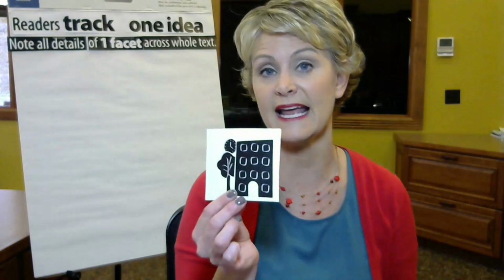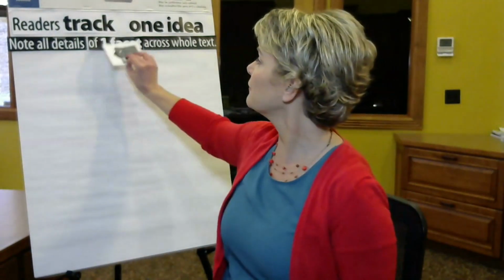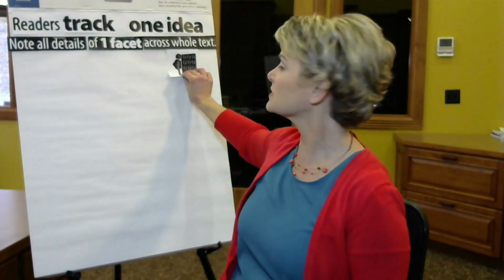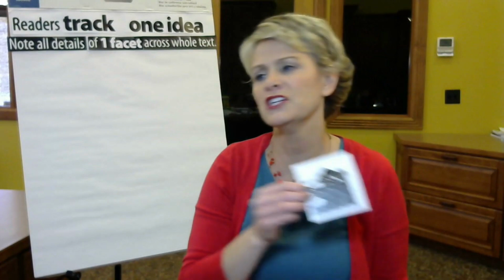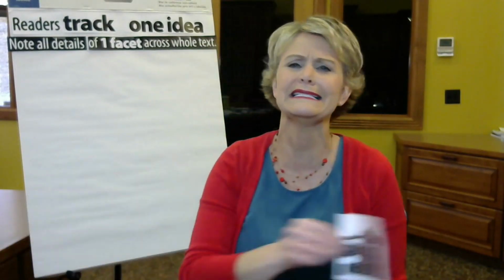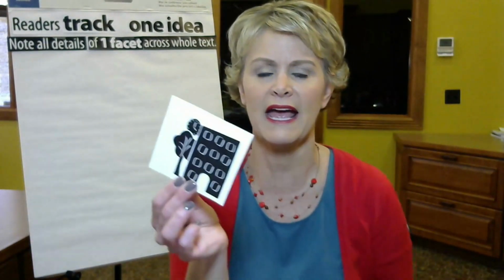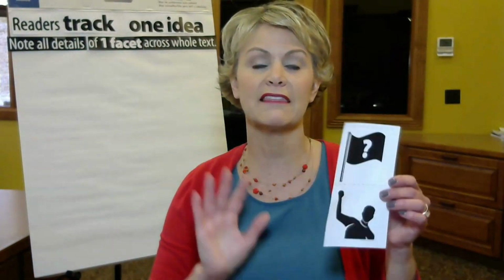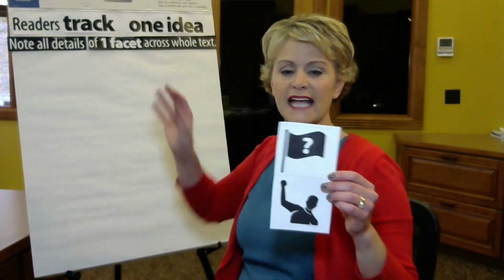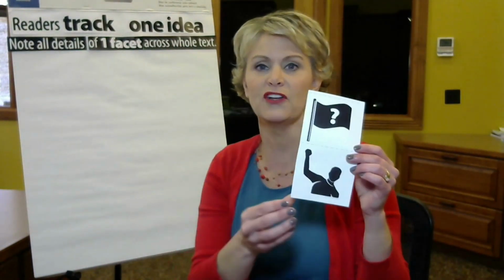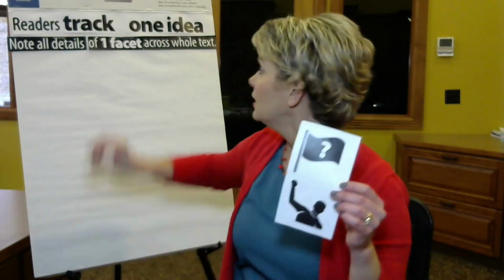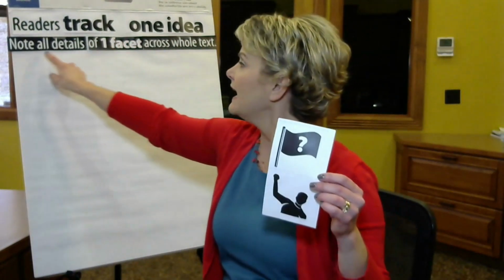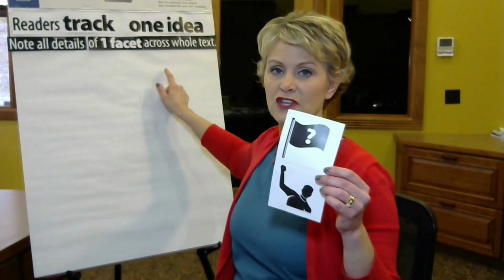But it doesn't have to be characters. You could do this with setting. I want you just to look at how the author develops the setting across the whole text. Grab every detail you can about the setting, mood and geographic location and time and temperature and weather and inside and outside and all of it, okay? Or you could track the plot across the whole text from the time we get the problem until the very end when it's resolved. We look at just the plot and we collect every detail across the whole text.